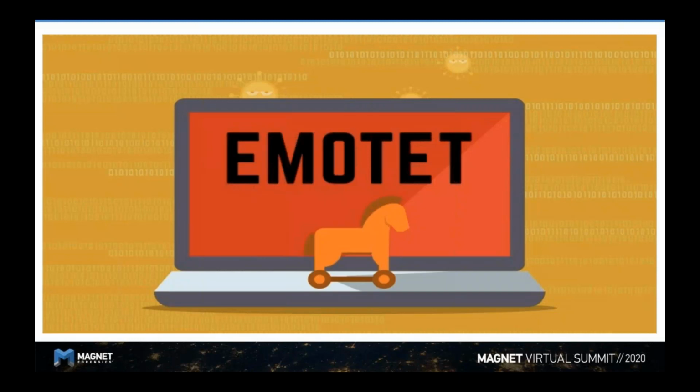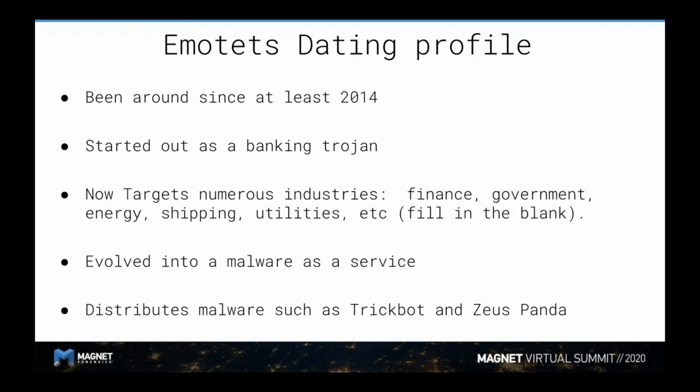So Emotet. Let's take a look at Emotet's dating profile. It's roughly been around since 2014. Started out as a banking Trojan. It's definitely matured, and it now targets all kinds of industries, such as finance, government, energy, shipping, utilities, and then fill in the blank. Because now that it's evolved as a malware as a service, it can be used for just about anything.